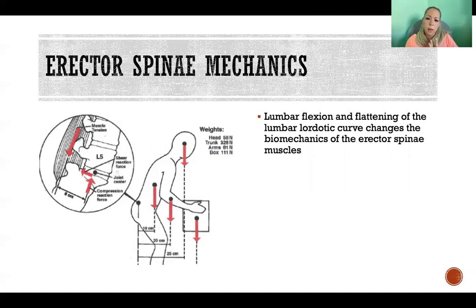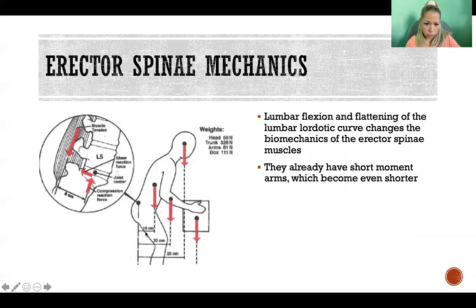So lumbar flexion, so we go into that kyphotic position of the lumbar spine. Flexion or flattening of the lumbar lordotic curve changes the biomechanics of the erector spinae muscles. So here we really need to consider the moment arms. We're looking at the distance between where the muscle force is applied to the axis of rotation, or where the fulcrum is in the movement.